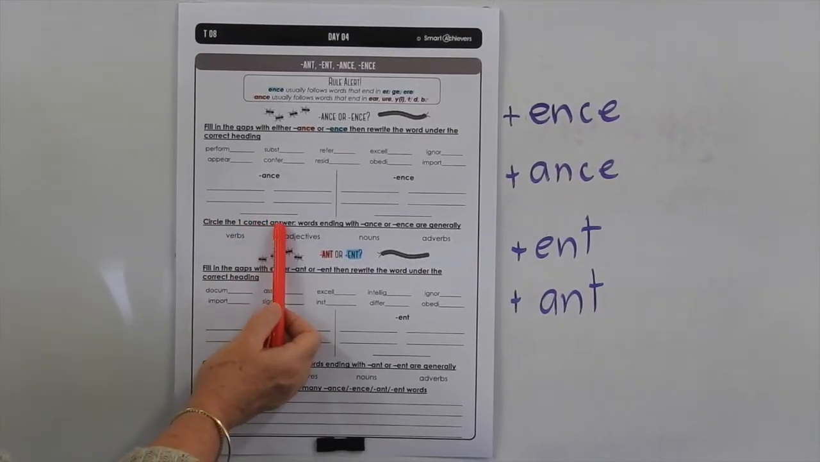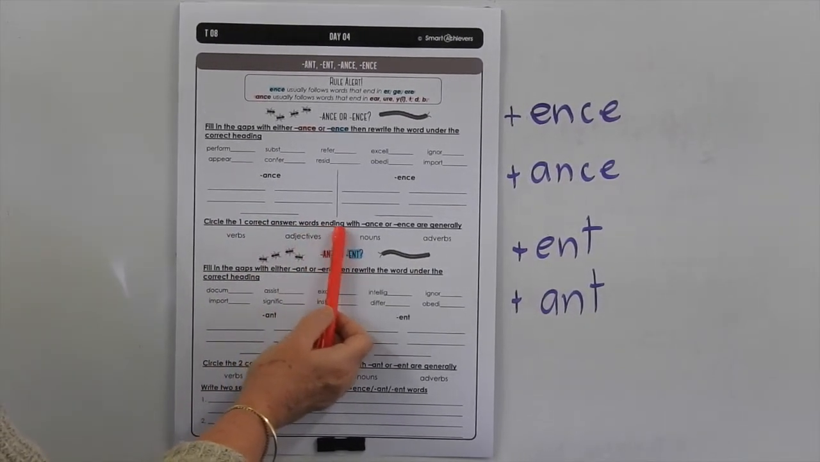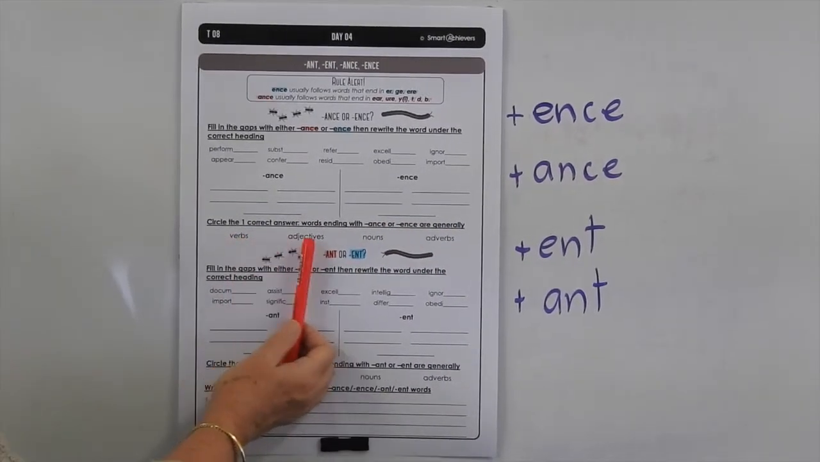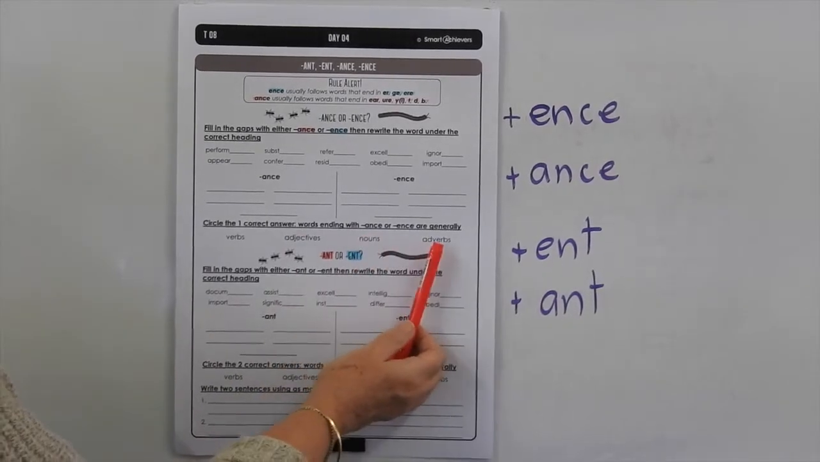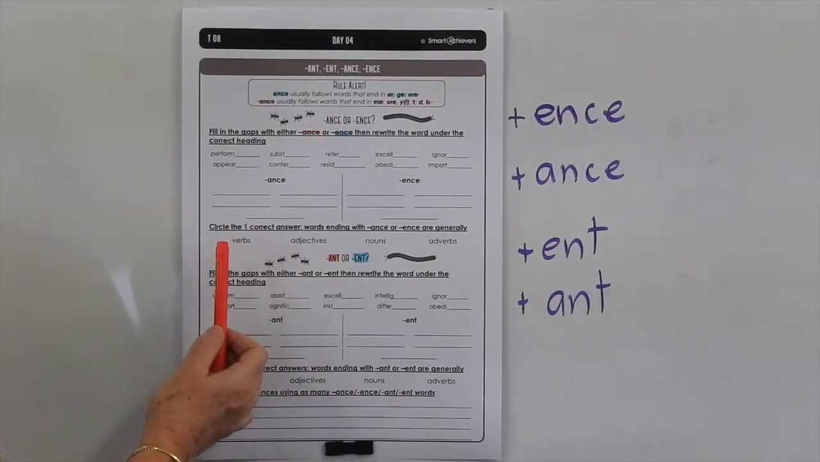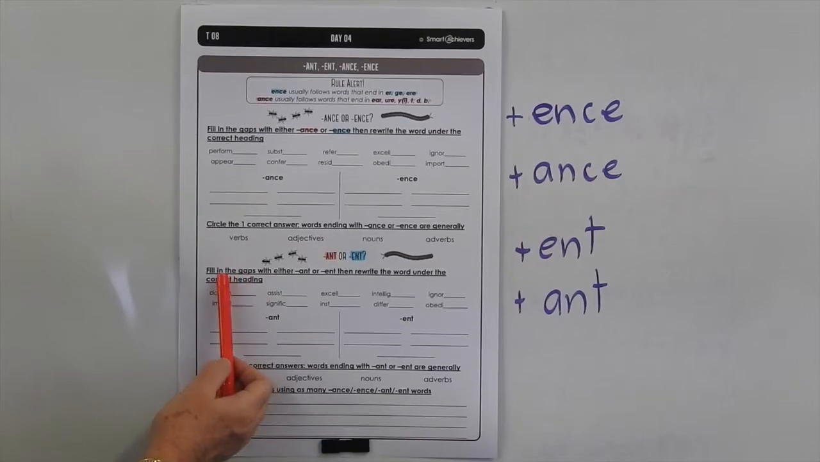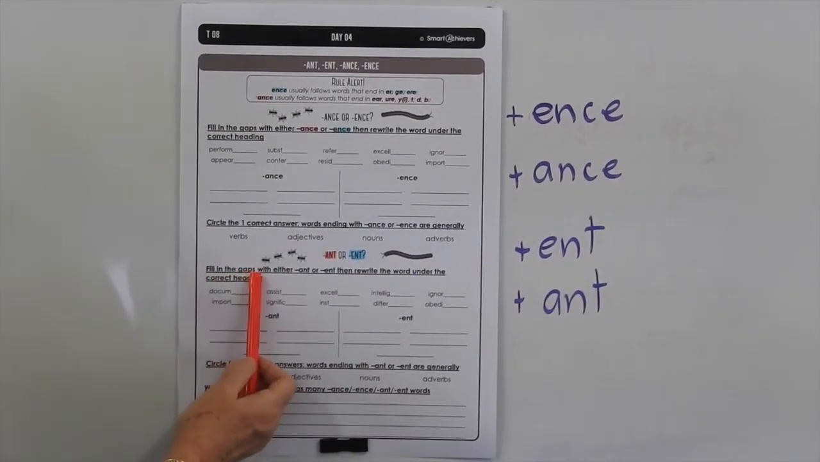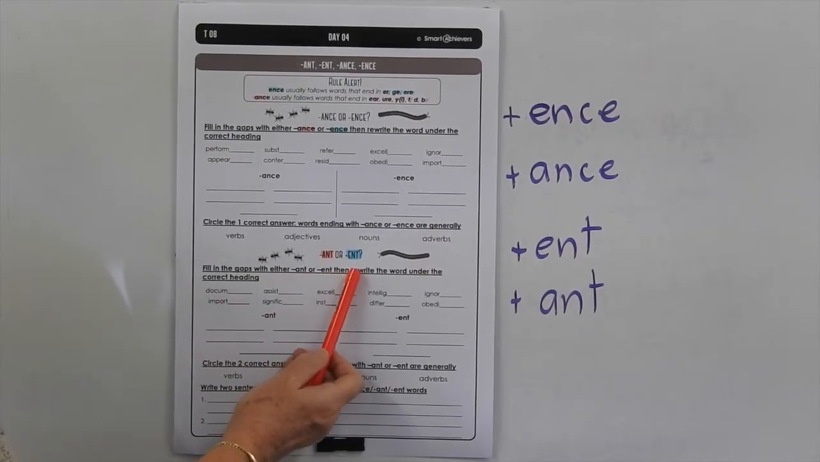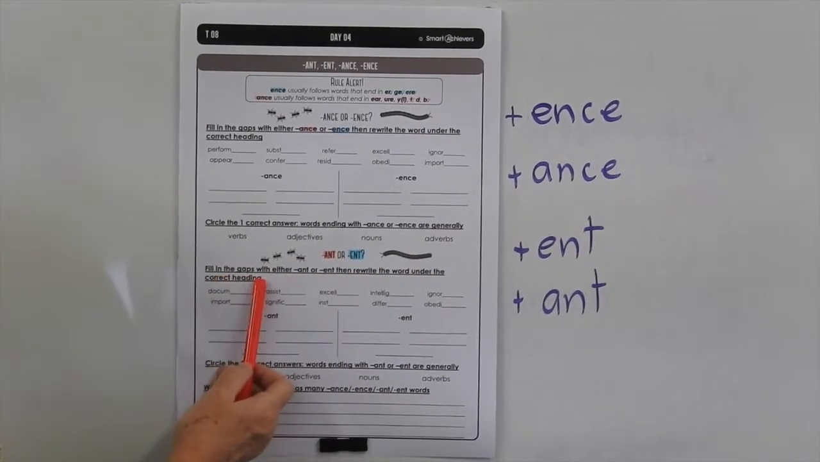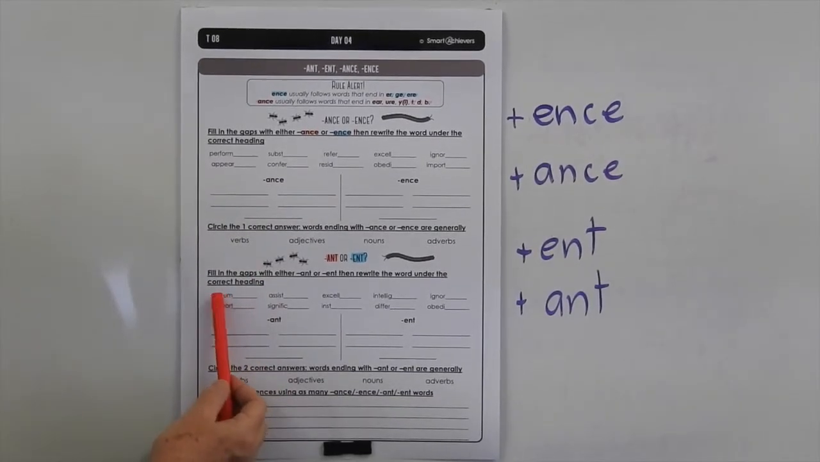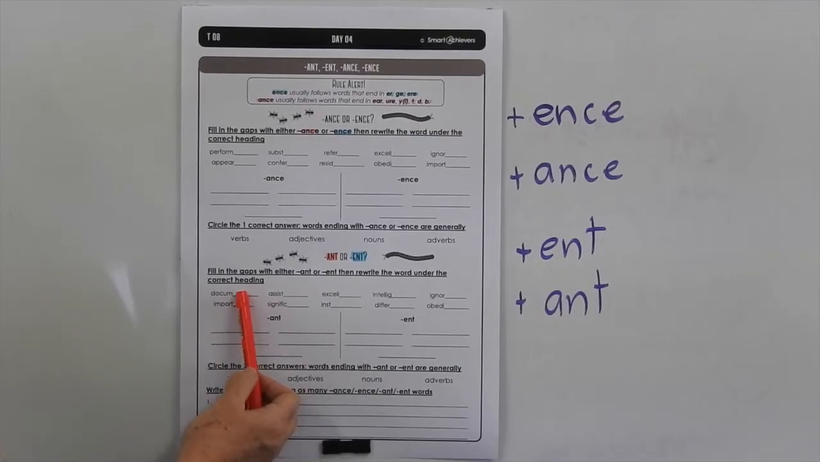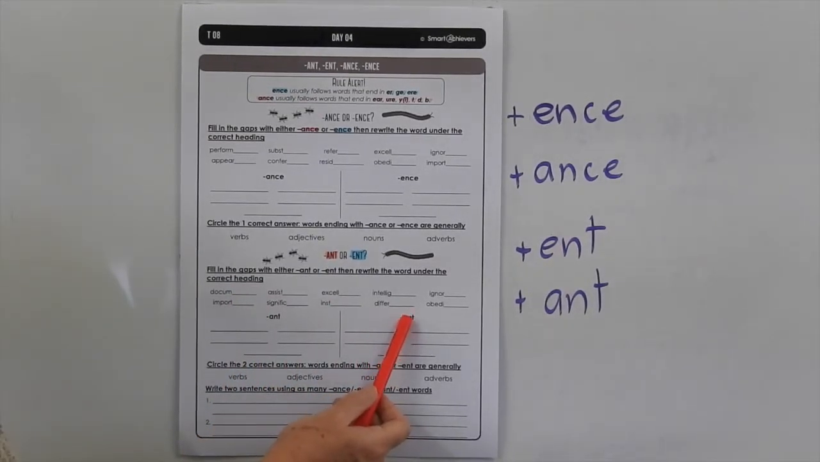Circle the one correct answer. Words ending with ants or ents, are they usually verbs, adjectives, nouns or adverbs? You have to circle which one you think they fall. So down the bottom, we're looking at ant or ent. So fill in the gaps with either ant or ent, then rewrite the words under the correct heading, same as we did above. So document, if you hear the ent, you'd write it in here, and then you're going to write it under the heading for ent.